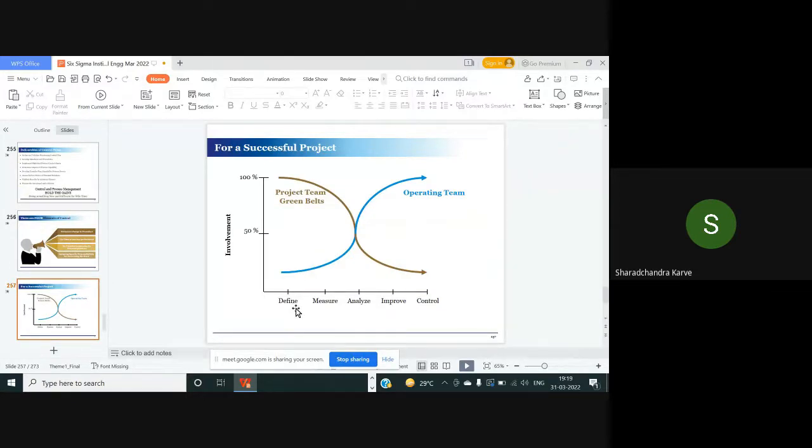When we initially start our project, in the define and measure phase, the involvement of a project team or a project leader is very important and is very high. Once we move from the define and measure phase to an analyze phase, our operating team is also equally involved in the process for identification of the X's, etc. Once we identify the vital X's and implement them in the improve phase and then control it, the involvement of the improvement team goes up and the involvement of the project team goes down. That is what is expected. It means that as it moves toward the control phase, the project team is handing over the project to the operating team with the demonstration of an improvement.